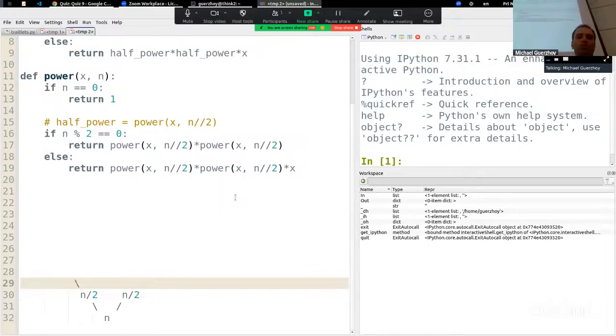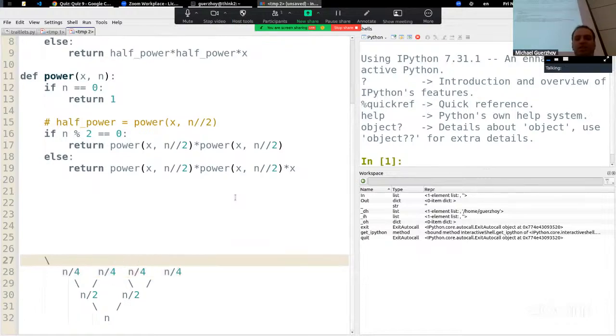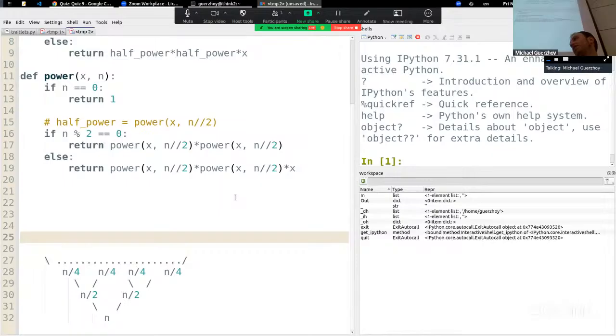And then we do 2 calls here. So this would be n over 4. And this would also be n over 4. And similarly here, you'll have this. And so on. Eventually, you stop when you get to zeros.